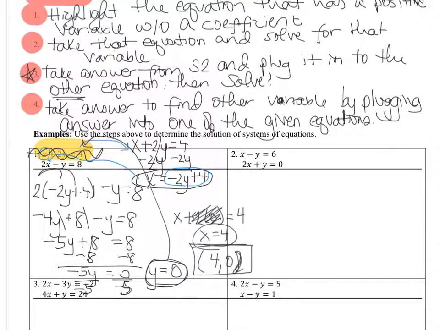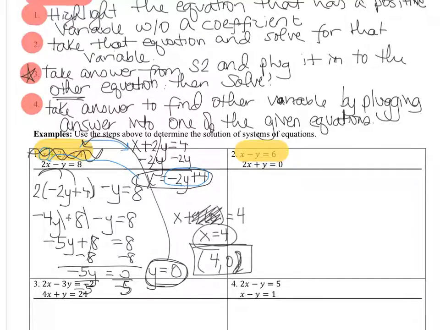Alright, so let's go ahead and look at the next problem. So, step 1. Highlight the equation that has a positive variable without a coefficient. So which equation has a positive variable without a coefficient? Well, the first one does, and the second one does. In this first equation, which variable is positive without a coefficient? X. How about the bottom one? Y. So it really doesn't matter which one you use because you're going to get the same answer. So I'm just going to use the top equation again. If I highlighted the bottom equation and solved for y, I'd get the exact same thing.